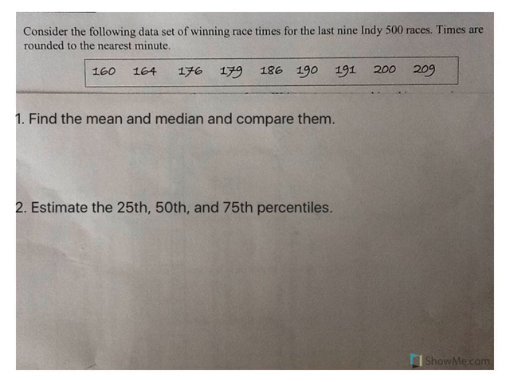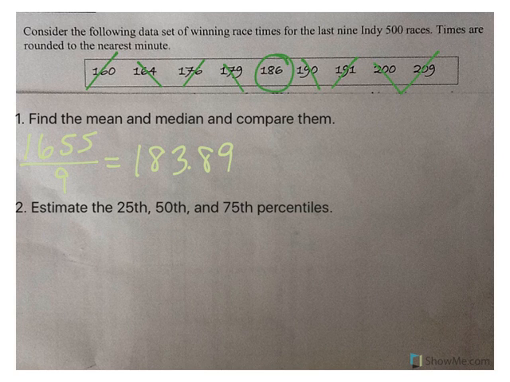Well, to find the mean, we have to add them all together. If you add all of these numbers together, you end up with 1,655, and there are 9 of them. So when I divide by 9, I get 183.89, and that's the mean. Well, the median, if you recall, you've got to work your way to the middle. We want the middlemost number, and because there's an odd number, there's just one. So 186 is the median.